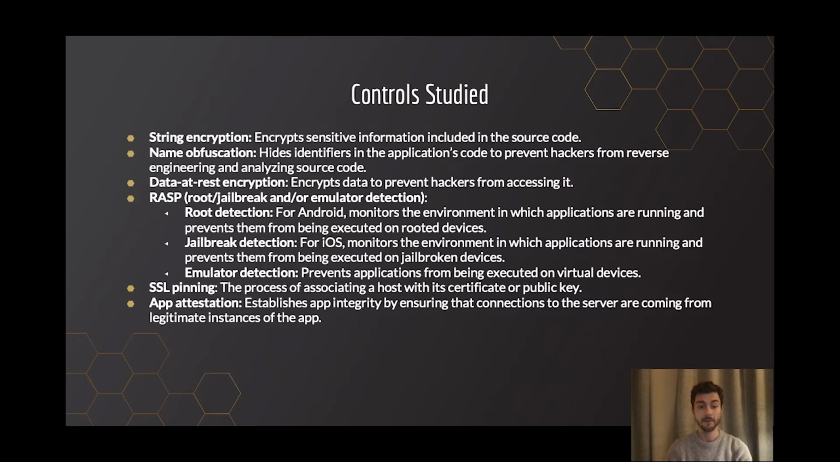Finally, we have arrived at app attestation. App attestation just allows for the possibility of distinguishing that the application itself is receiving a legitimate connection from the application or from an instance of that application itself. So a great example of this is Google SafetyNet.